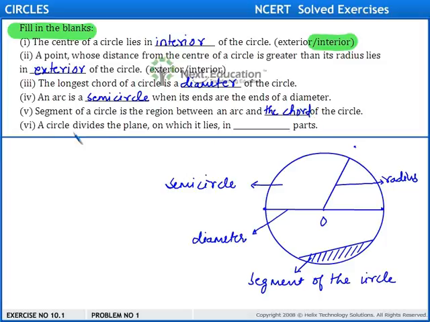And the last one is: a circle divides the plane on which it lies in three parts. One is exterior, one is interior, and one the circle itself. So this completes the solution.